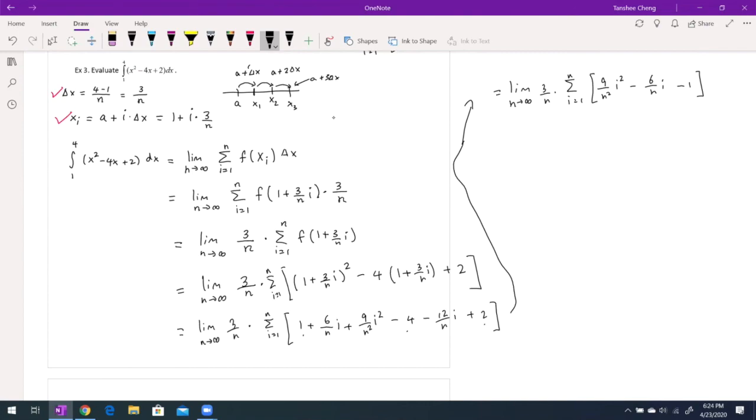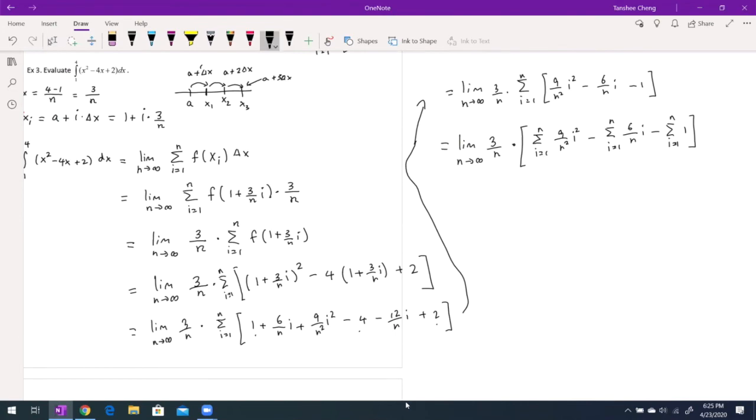So now what I can do is use the sum and difference of summations to split this out. So that will become the limit as n approaches infinity of 3 over n times the summation of i equal to 1 to n of 9 over n squared i squared, minus the summation of i equal to 1 to n of 6 over n i, and minus the summation of i equal to 1 to n of 1.